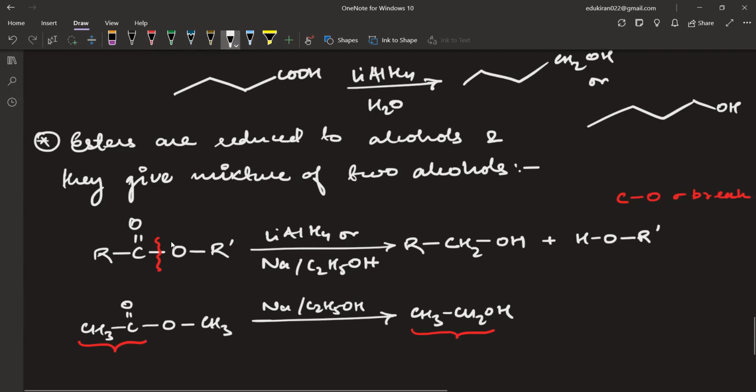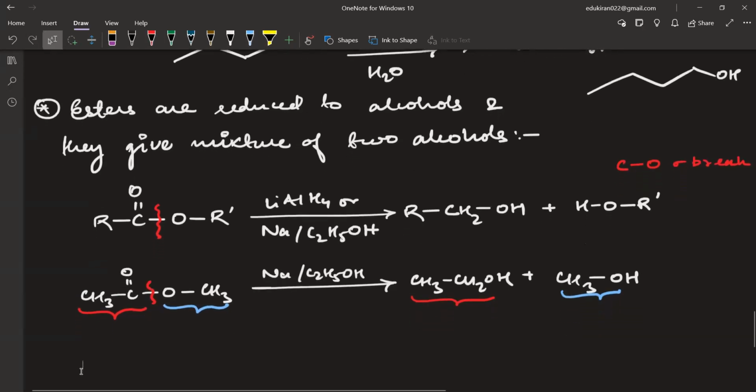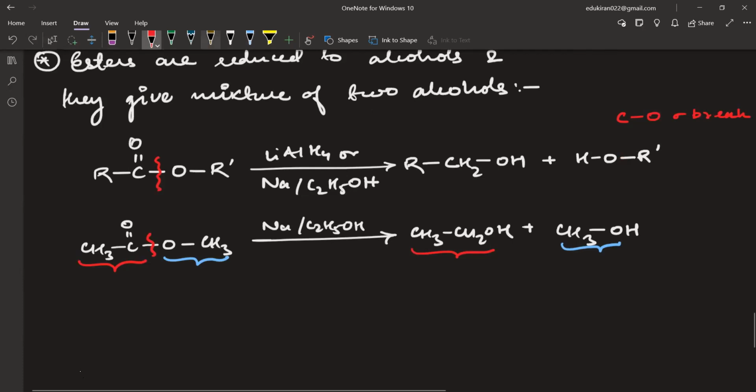Okay, plus I will be getting a CH3OH, and this is coming from this part here. So look at the patterns here. Please look at the patterns. I hope you're comfortable with breaking bonds and forming the product. Write an example and tell me the product.